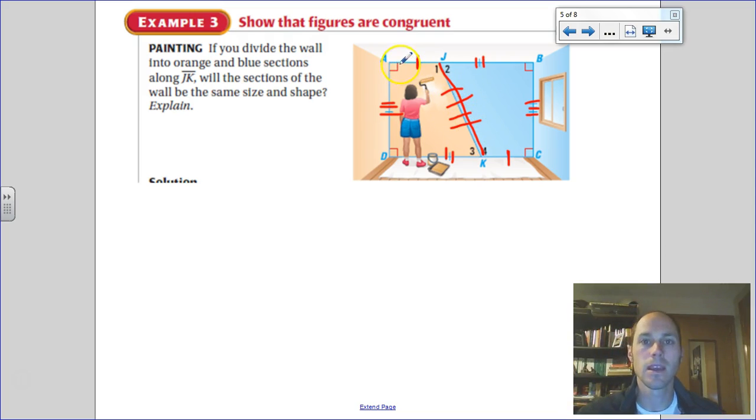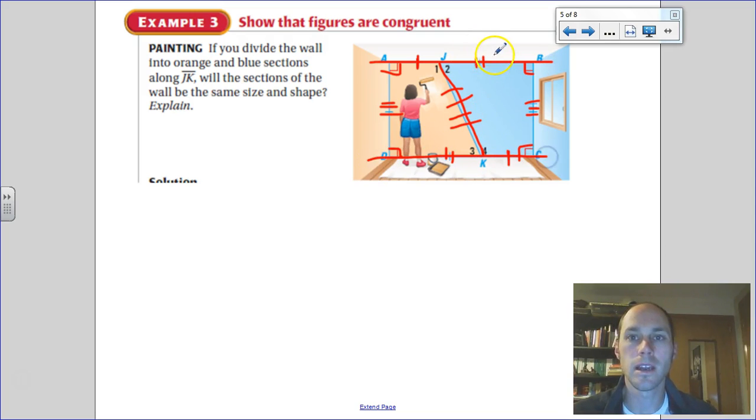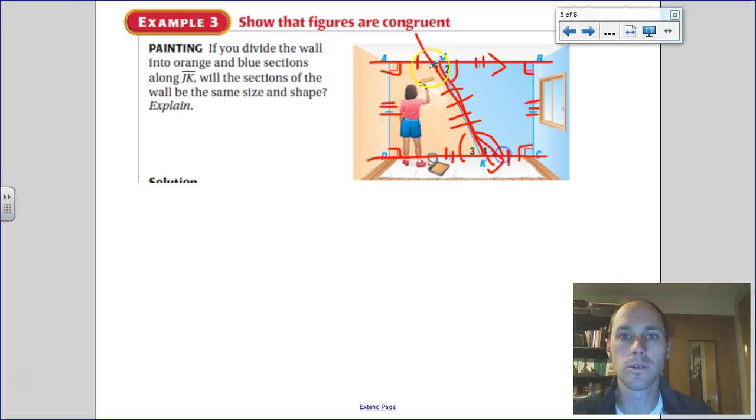And we've got one right angle. We've got another right angle. And since these two are perpendicular to each other, we know the lines are parallel. And if the lines are parallel, we've got a transversal cutting through here. Alternate interior angles would be congruent.